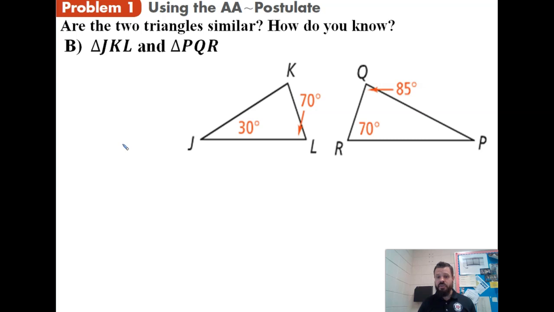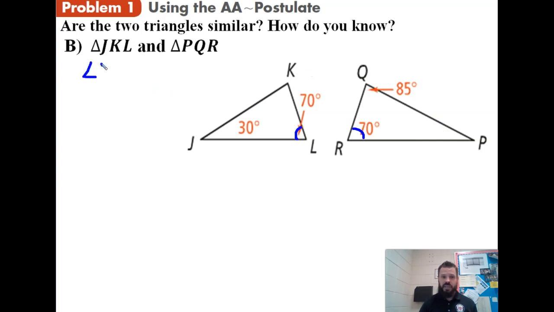Let's take a look at another example of determining whether or not triangles are similar. Same thing, are the two triangles similar? Here we're given the actual measures of some angles. We have L is congruent to R because they're both 70. And then notice with this one, they give me different information between these two triangles. They give me J, but not its corresponding angle P. And same thing, they give me Q, but not K. So what I need to do with this one is either solve for K or P.